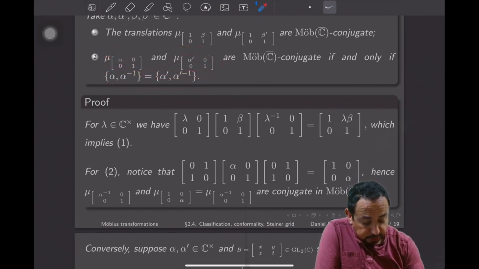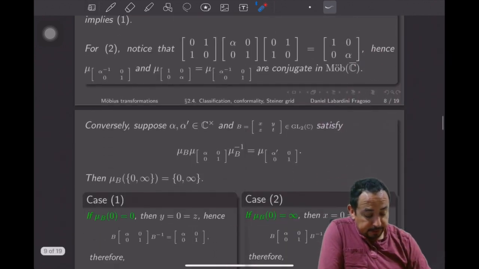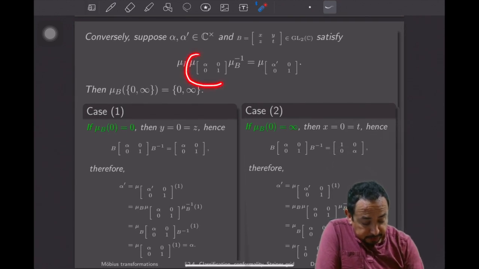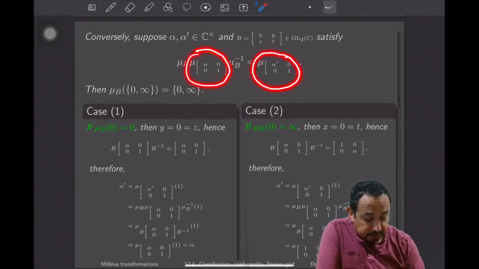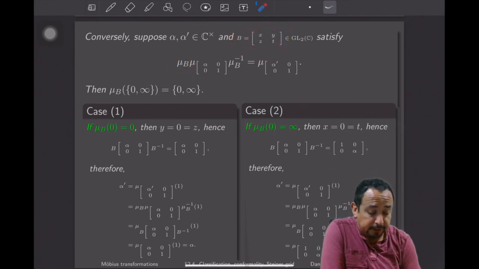Yeah, and now I have to show that if they are conjugate, then the alphas are related by one being the other or its inverse. And so let's assume that these two Möbius transformations are conjugate, and that the conjugation is given by the Möbius transformation associated to some matrix, right? Some matrix B. All right.